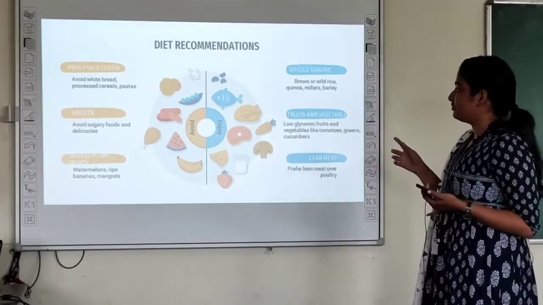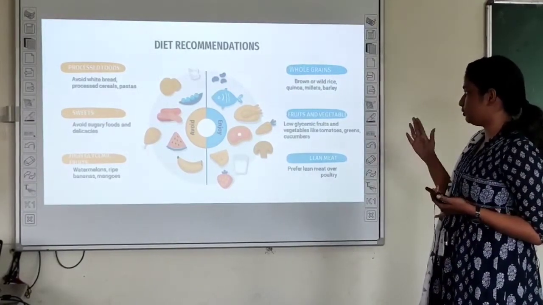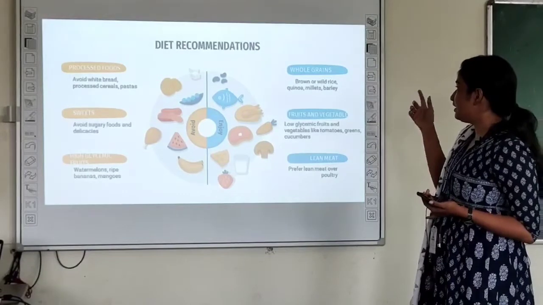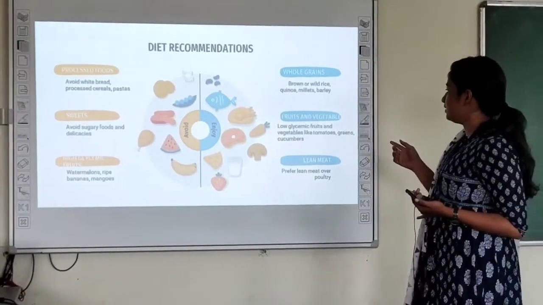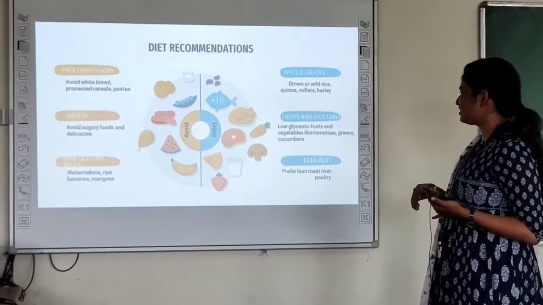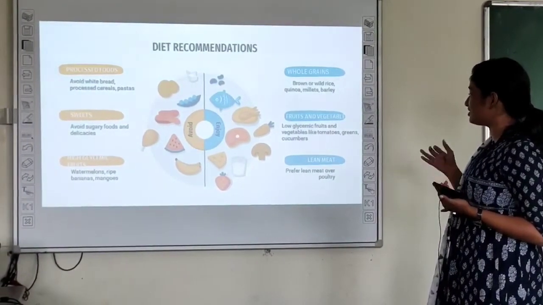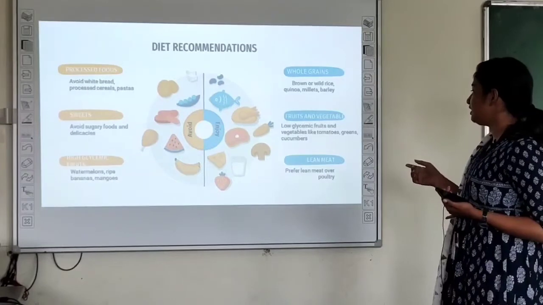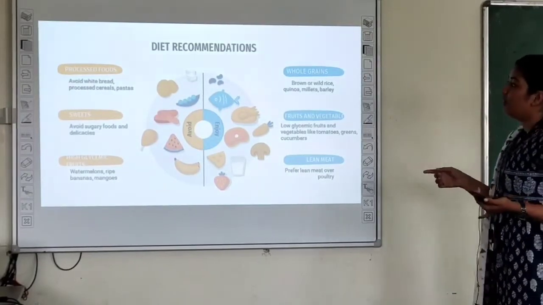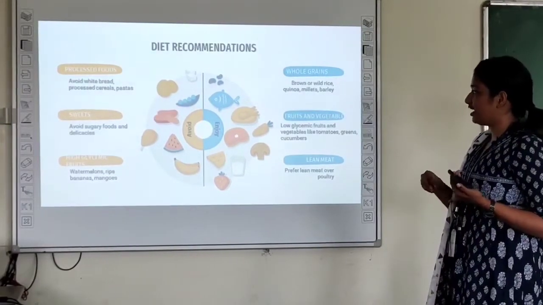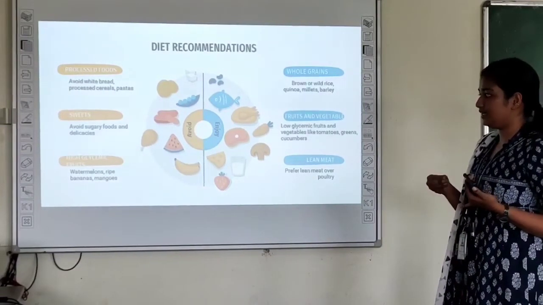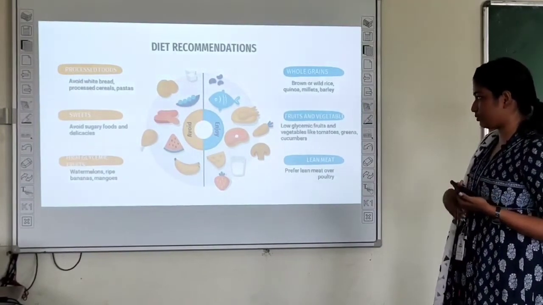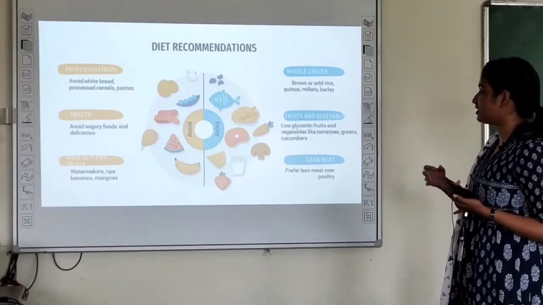So the diet recommendations, the foods to avoid, the foods to eat. The foods to eat are whole grains, brown or wild rice, quinoa, millets and barley, fruits and vegetables, low glycemic fruits and vegetables like tomatoes, greens and cucumbers. Lean meat is preferred over poultry. Processed foods, avoid white bread, processed cereals, pasta, sweets, avoid sugary foods and delicacies. High glycemic fruits are watermelon, dry bananas and mangoes.